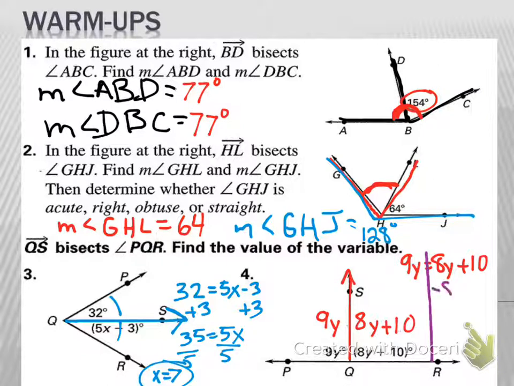Yeah, subtract 8y from both sides. Good. This is where that line of equality will help you out a lot. You'll notice that the y's are on opposite sides of the equal sign. To get them together, since the 8y is positive, we can subtract it from both sides. 9y minus 8y is 1y, or just y, equals, and all you have left on the right is 10. So y equals 10.